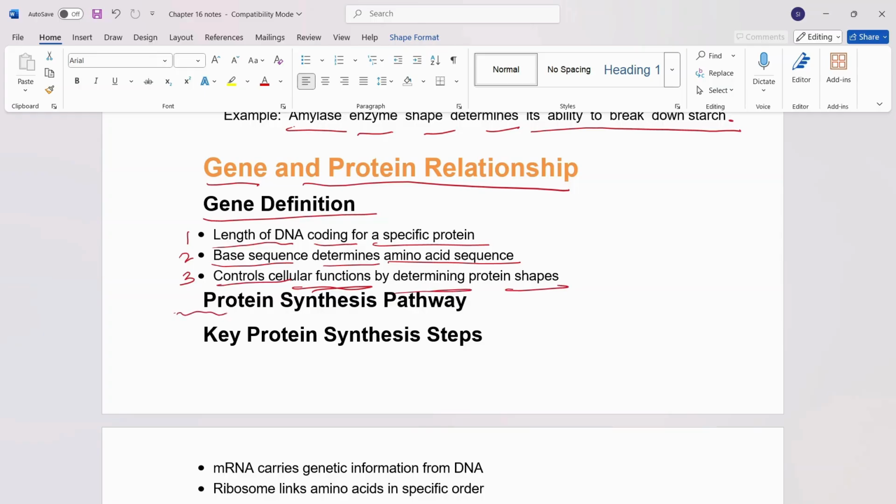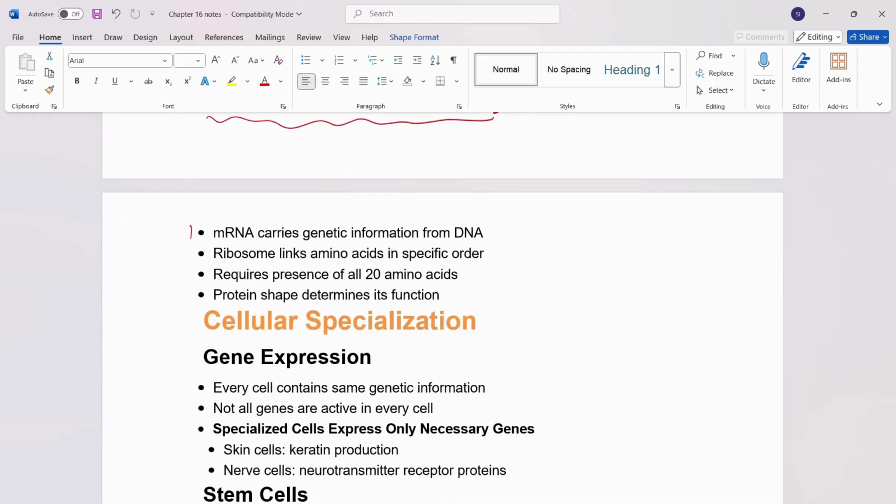Now let's talk about the protein synthesis pathway and key steps in it. First we have mRNA. It carries genetic information from DNA. After that, ribosomes link amino acids in a specific order. This requires the presence of all 20 amino acids that we spoke about earlier, and then the protein shape determines its function.